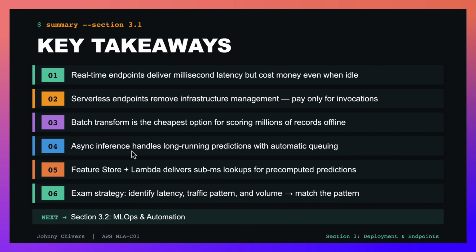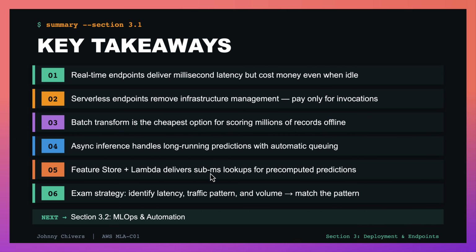So your key takeaways: real-time endpoints deliver millisecond latency. Serverless endpoints remove infrastructure management, so you only pay for invocations. Risk of a cold start, where it'll take seconds to spin up the first time if you haven't used the endpoint in a while, then it will drop to milliseconds of latency. Batch transform is the cheapest for scoring millions of records offline. Async inference handles long running predictions with automatic queuing.